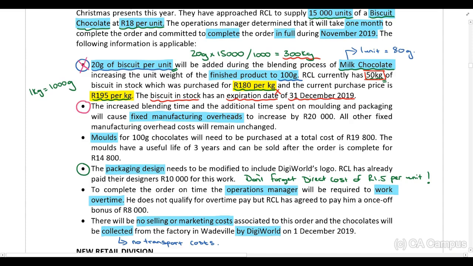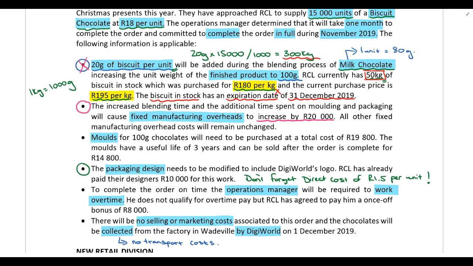Then next, the increased blending time and the additional time spent on molding and packaging will cause fixed manufacturing overheads to increase by 20,000 Rand. All other fixed manufacturing overhead costs will remain unchanged. Alright, so if we are trying to calculate the minimum price and we are only looking at relevant costs, if you were told that the fixed manufacturing overhead costs will not change as a result of this order, then there's no relevant portion, because regardless of whether they accept this order or not, the fixed costs are exactly the same.